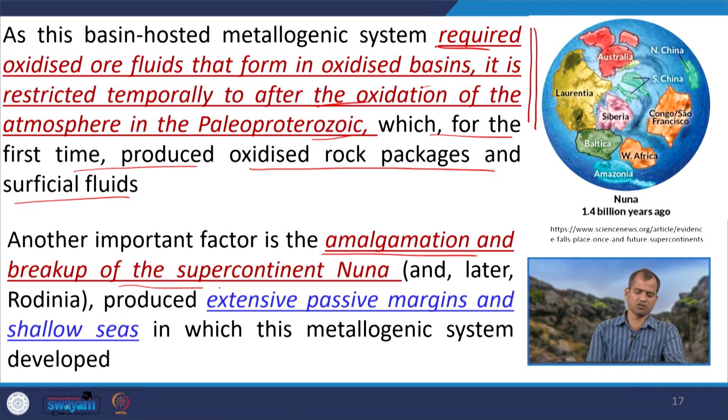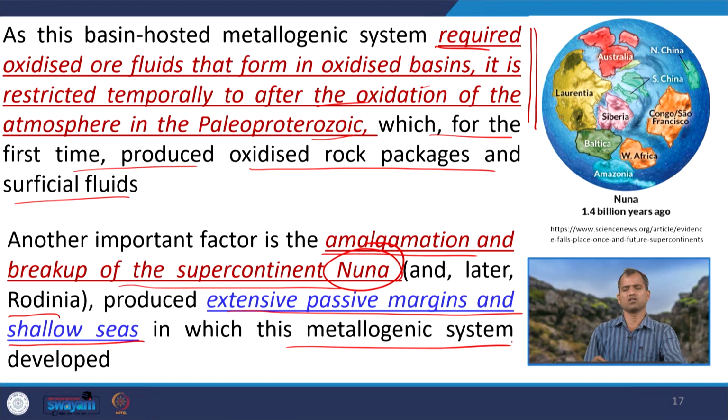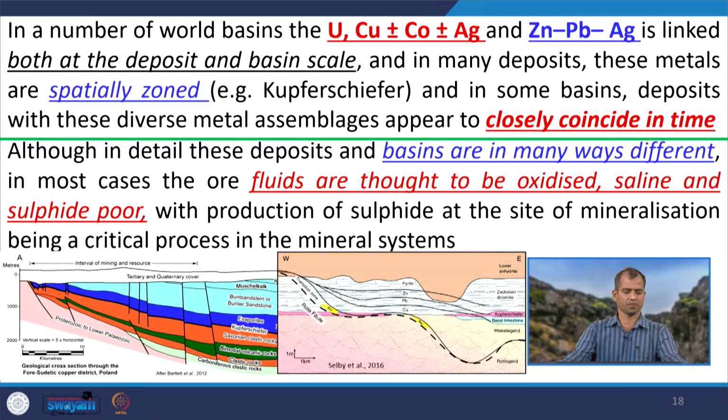So, another important factor is the amalgamation and breakup of the supercontinent Nuna and later Rodinia, which produced extensive passive margins and shallow seas, and these also coincide with the metallogenic events. So, we need a basin, we need a fluid, we need oxidation and reduction conditions, and finally there will be leaching of these minerals and there will be enrichment.